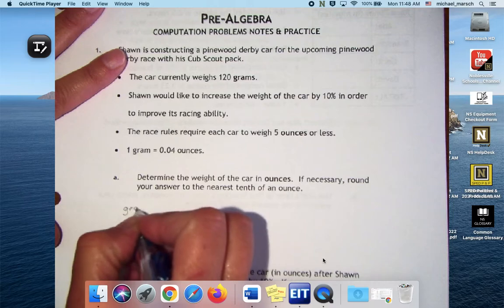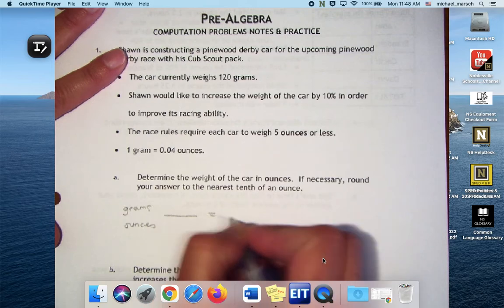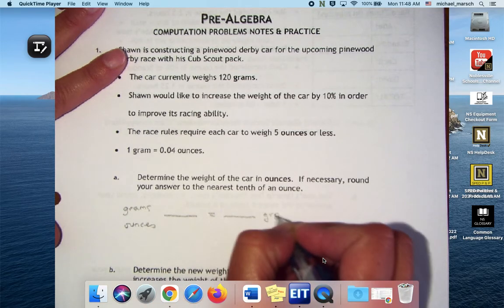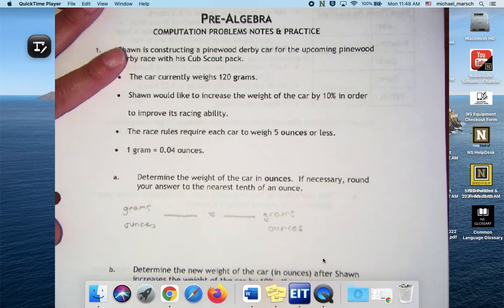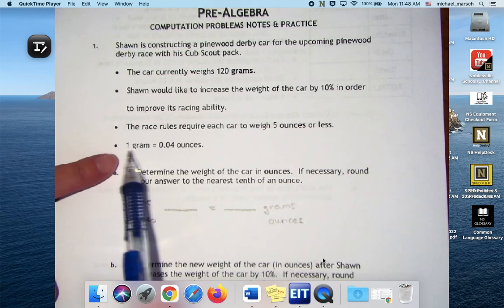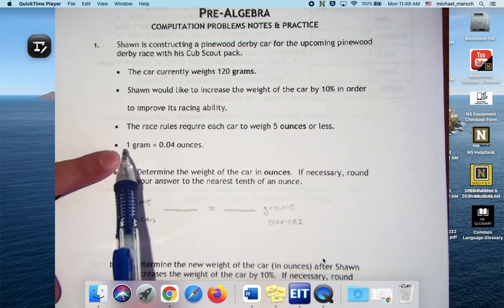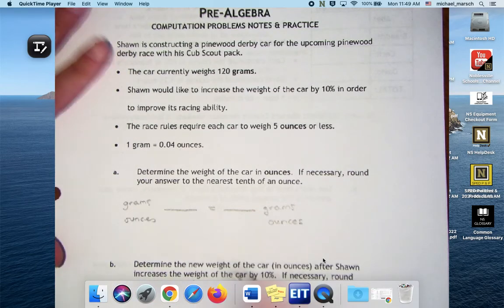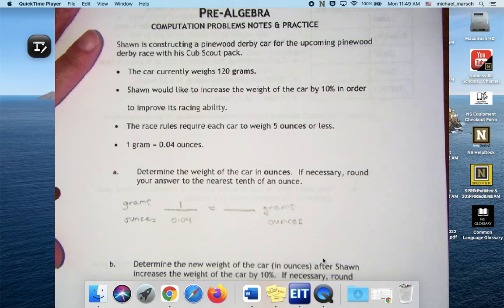So we have grams and ounces. Remember, we label these so that we can keep them organized. How do we know which one goes on the top? So do you see how it says 1 gram equals this many ounces? Yes. So where I have the conversion of a 1, that's going to go on the top. So 1 gram equals 0.04 ounces. We know that the car weighs 120 grams. We're trying to find out how many ounces is that.